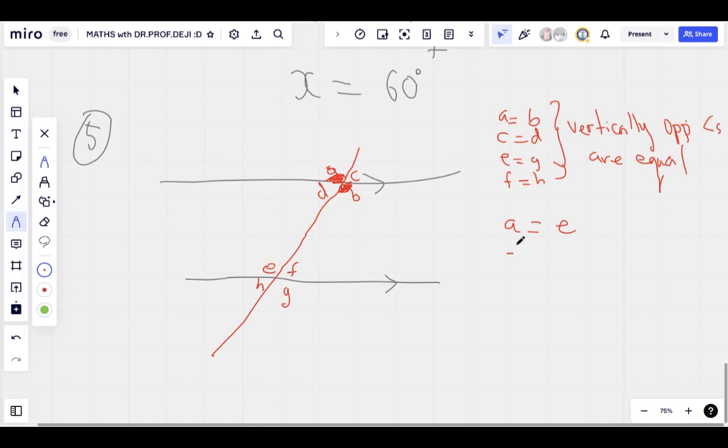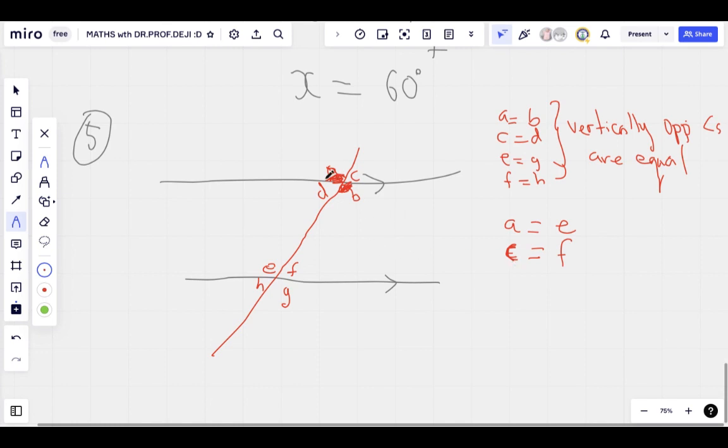And then angle C is the same as F. Angle C, the one on top of the first parallel line and on the right side, and on top of the second parallel line on the right side is F. So we say C is equal to F. Angle C is equal to F. And there's a reason for it. We're going to state the reason.